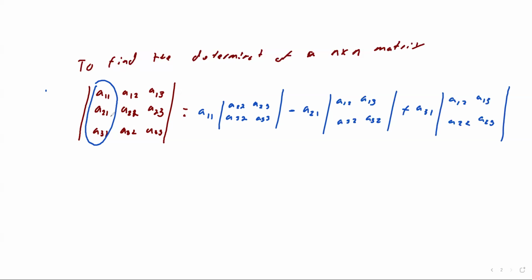This is why you want to look for a row or column that has a bunch of zeros, so that you can eliminate some of the terms, because 0 times whatever is going to be 0. It gives you less work to do.